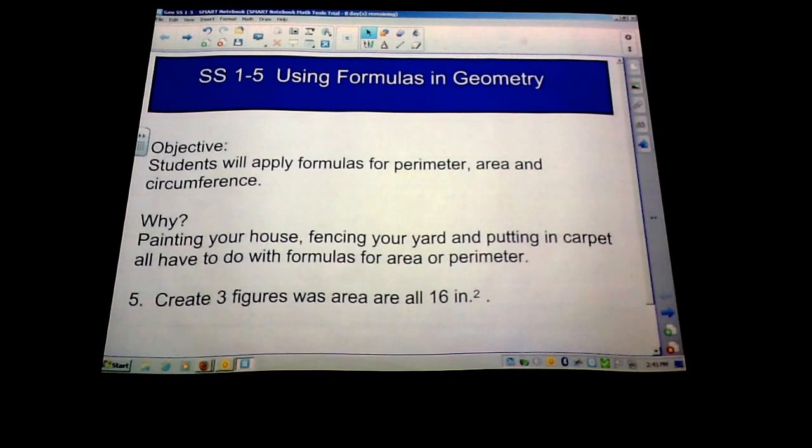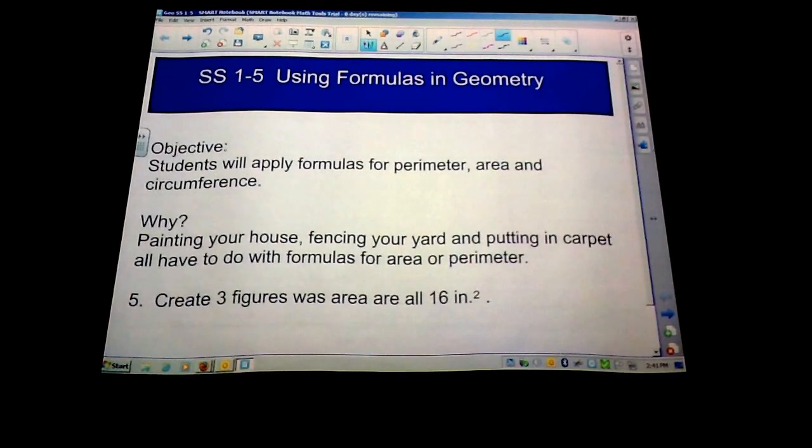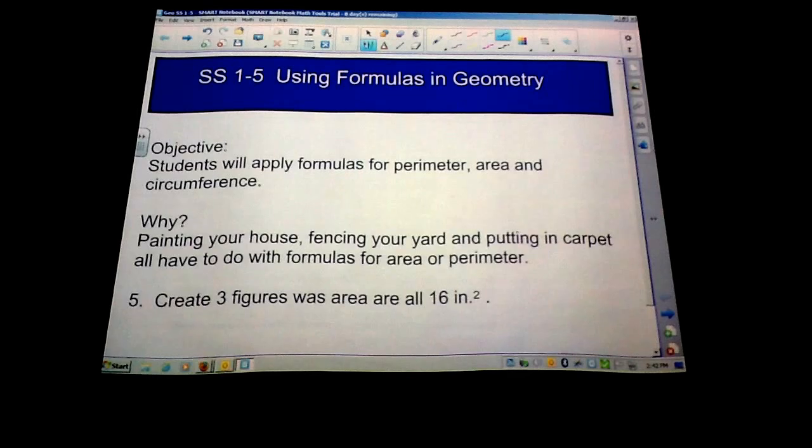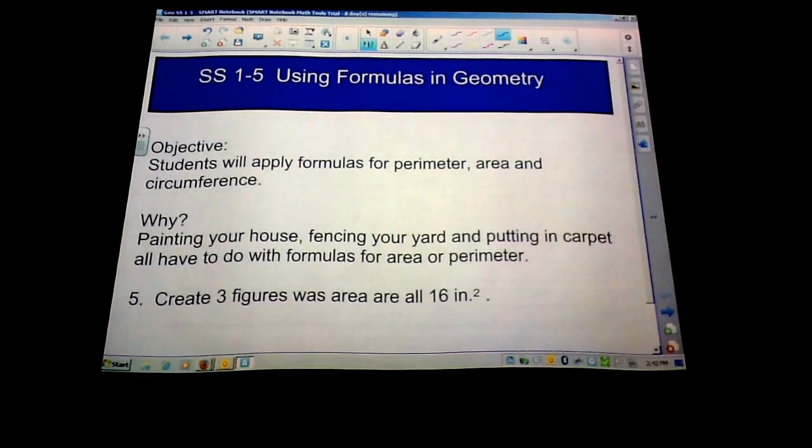So where in the world could you use perimeter, area, or circumference? Anybody? Oh yes, over there. Well, I think if I was to paint my house, I would be using area. Yes, very good. What about over here? What do you think? Well, if I was to fence my yard, that would be something that I use for perimeter. Yes, very good, very good.